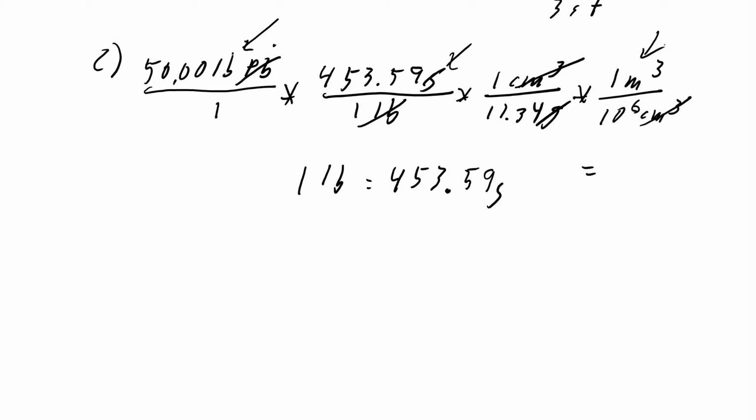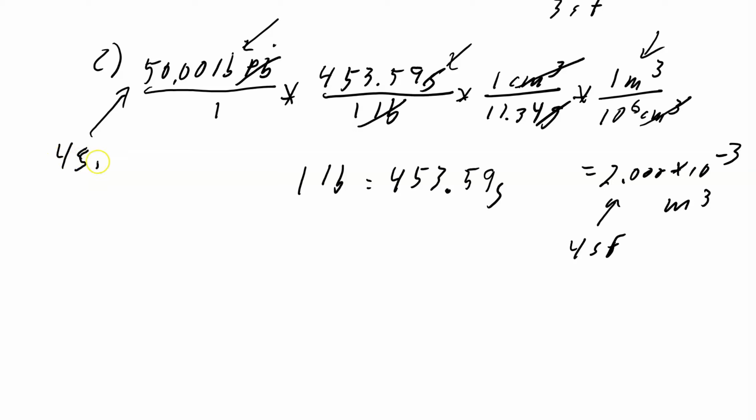So now we turn on the calculator and do the calculation, and we get 2.000 times 10 to the minus 3rd cubic meters. So there's our answer. We do have 4 significant figures in our answer this time. Our starting measurement had 4 significant figures. Density had 4 significant figures. We already know that. And our conversion between pounds and grams had 5 significant figures. So our answer has to have 4 significant figures.